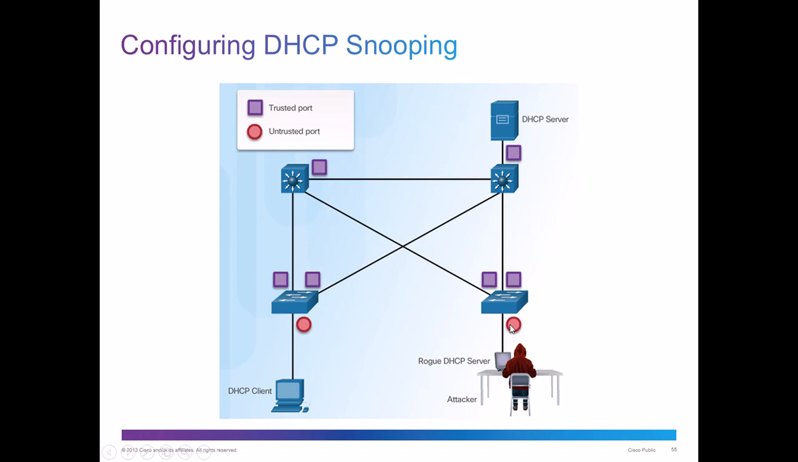If you are untrusted, DHCP messages should not be able to go through the ports, because you are not a DHCP server. So if this guy's trying to set up a DHCP server, it's not going to work, because the port is not going to allow the messages to go through to pretend as a DHCP port. All right, so all clients' ports should be untrusted ports. The trunks should be trusted ports.